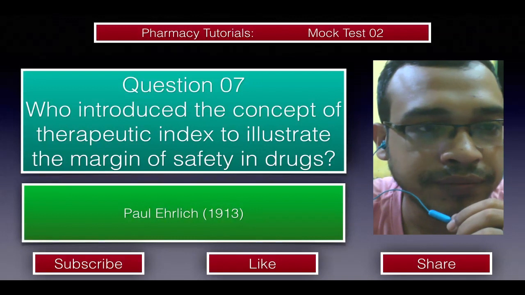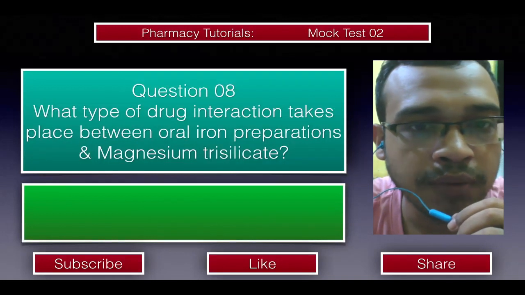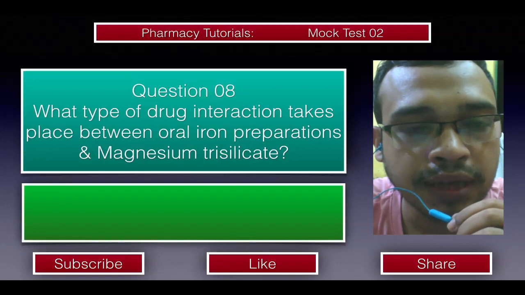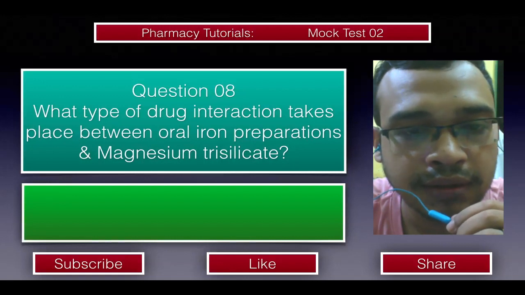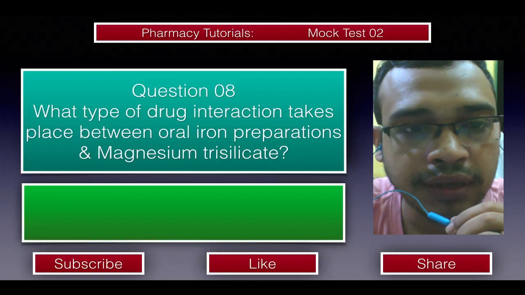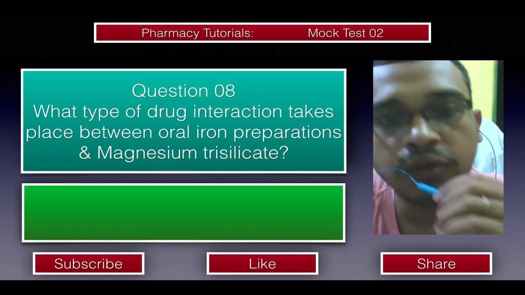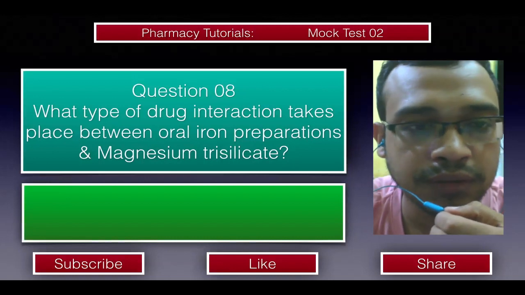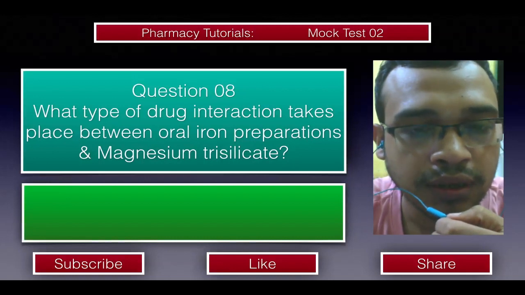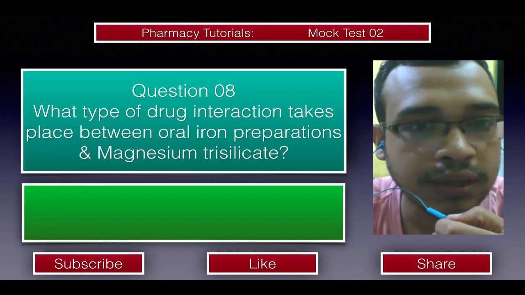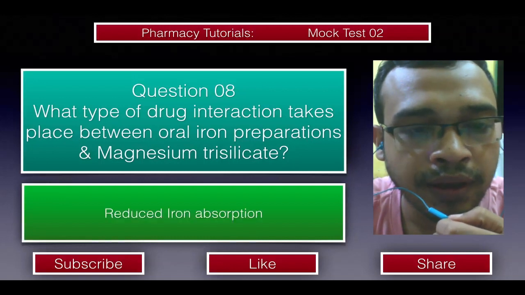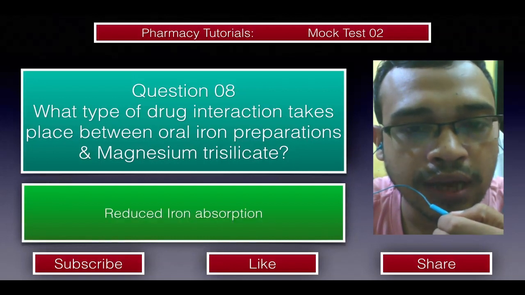Next question: what type of drug interaction takes place between oral iron preparations and magnesium trisilicate? Now see, magnesium trisilicate is a constituent of the oral antacid liquid preparations, which is the most common thing. And oral iron preparations, what is the interaction between them? Reduced iron absorption.